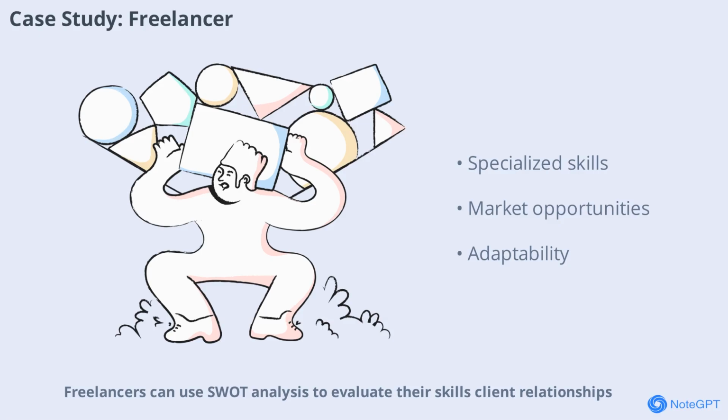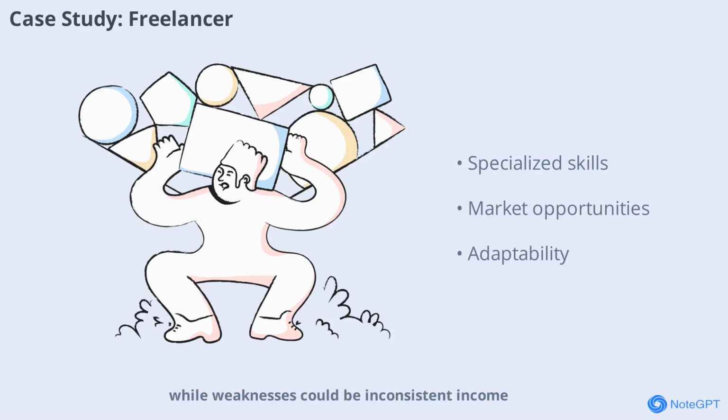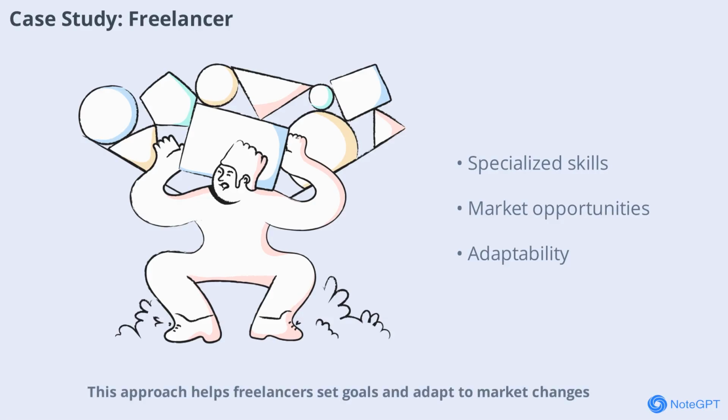Freelancers can use SWOT analysis to evaluate their skills, client relationships, and market opportunities. Strengths might include specialized expertise or flexibility, while weaknesses could be inconsistent income. Opportunities may come from new platforms or industries, and threats could include increased competition. This approach helps freelancers set goals and adapt to market changes.